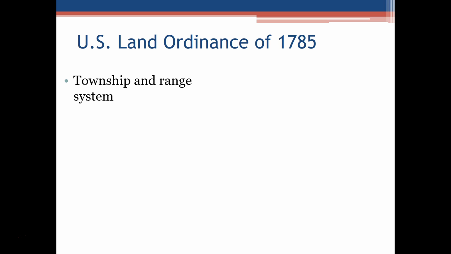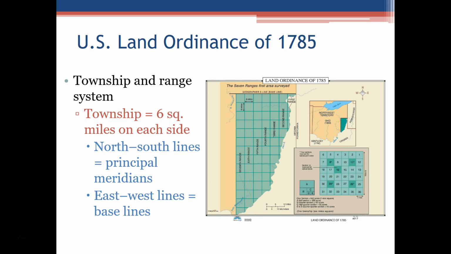Now, under this is something called the township and range system. So what they did is when they sold plots of land in the west, they sold them in little blocks. So you see how a township is 6 square miles on each side. So you could purchase a township. And how do they draw these? This, the blue writing down here.